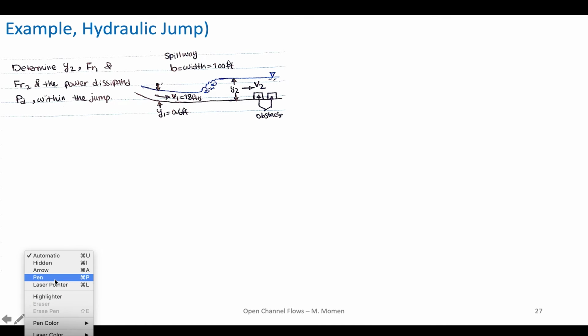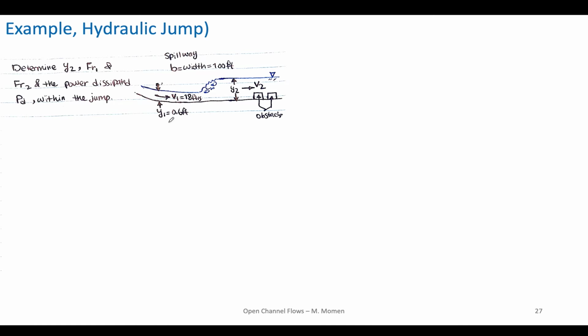And so these equations were derived from three governing equations, which were conservation of mass, the momentum equation in the x direction, and also the energy equation. So we use those three equations to derive two relations for hydraulic jumps. And in these two examples, we're going to see how we can apply those relations. Okay.